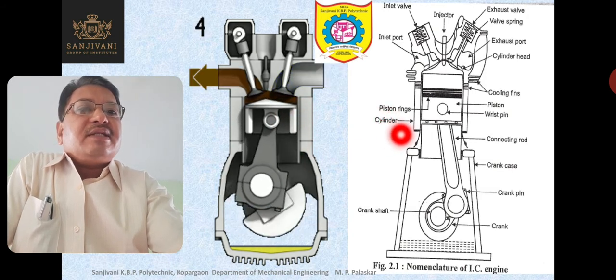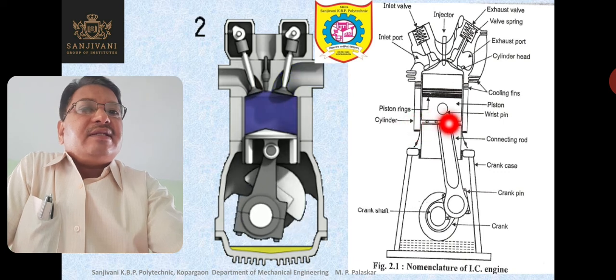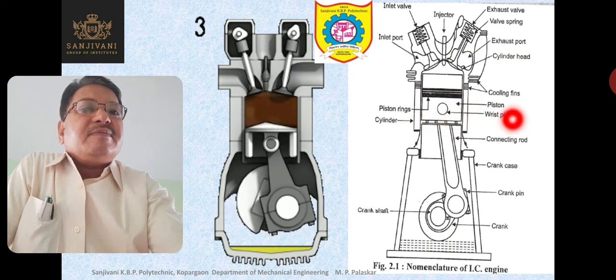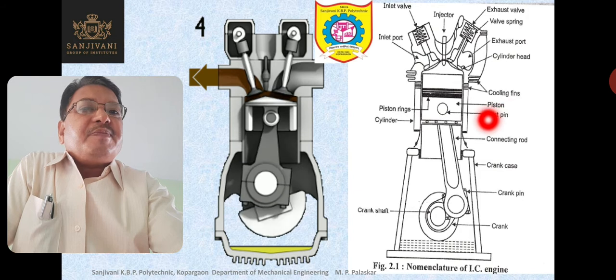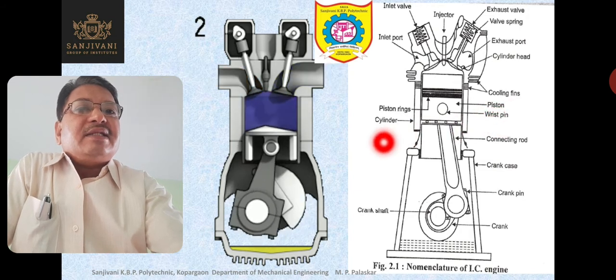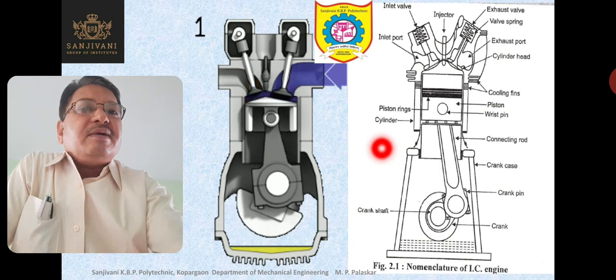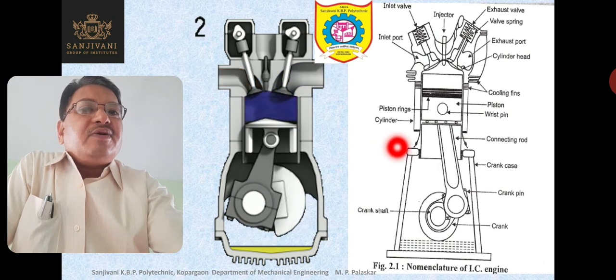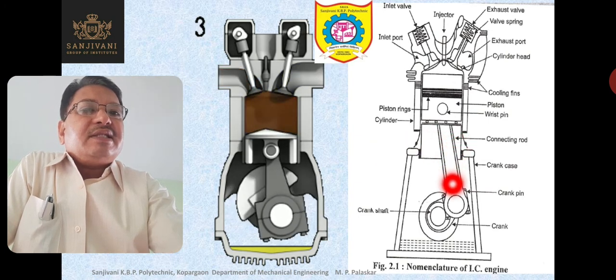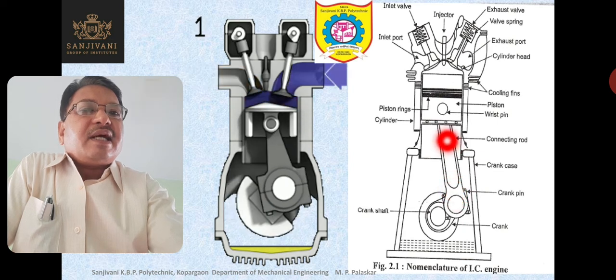Here you can see this is the cylinder and this is the piston. Here you can see the piston is written here. So the piston is reciprocating inside the cylinder, right? Now the piston is connected to the connecting rod. See, you can see this is the connecting rod, right?